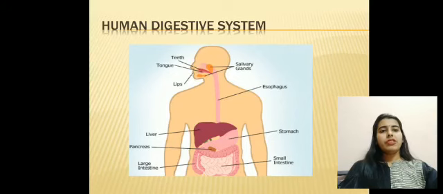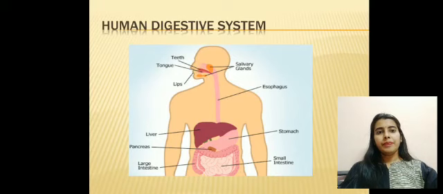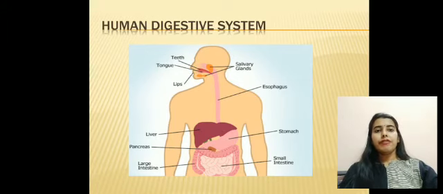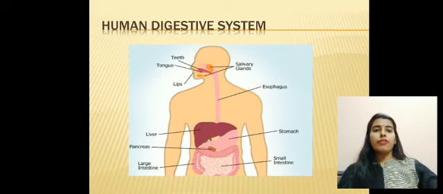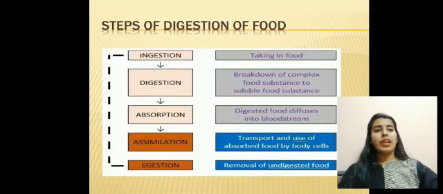In the previous session, we discussed different steps of nutrition in animals. Today, we will be learning how food is digested by the human digestive system. As you can see in the diagram, there are different organs present in the human digestive system. These organs work in coordination with each other and help in the complete digestion of our food. The digestion process in humans also follows the same five steps which I have told you.